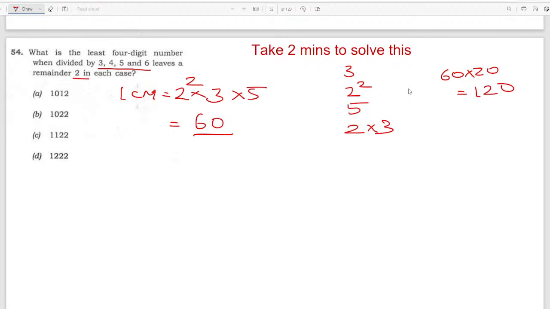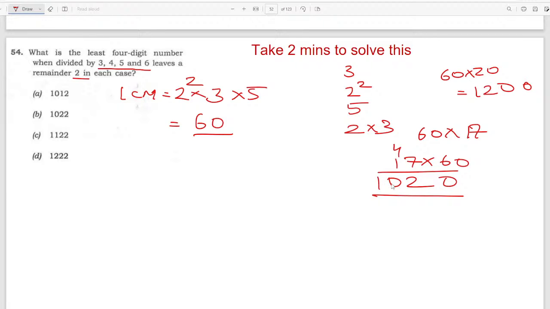That would be less than 1000. So 60 into 17: 17 into 6 is 102, so 17 into 60 is 1020. And if we take 16 into 60, that would be less than 1000. So the least 4-digit multiple of 60 is 1020.